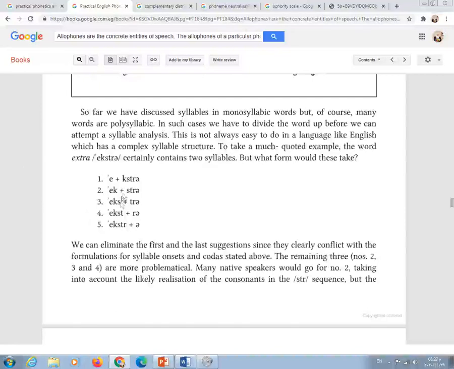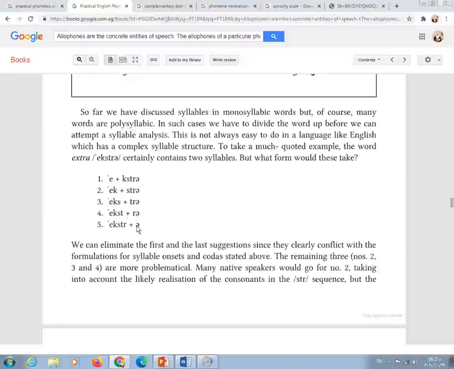So look at this word, the word extra, and we have five syllabifications, five ways of putting boundaries between the two syllables. So we can say a and extra. The second could be ek and stra. It could be number three, x and tra. Number four, ext and ra. Number five, extr and a.